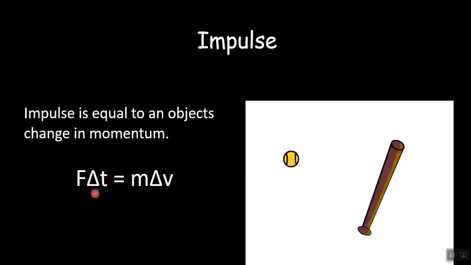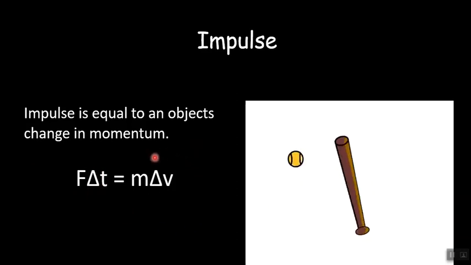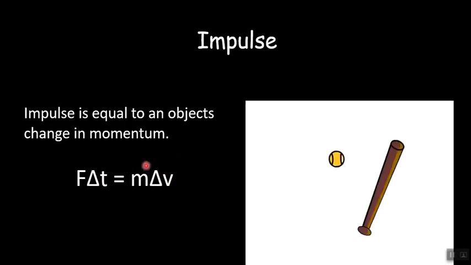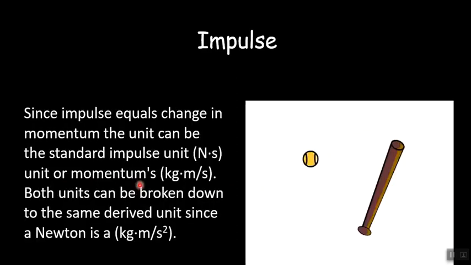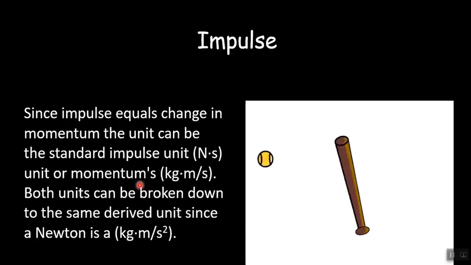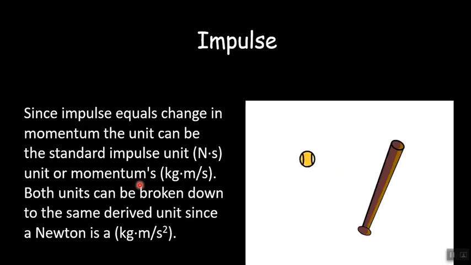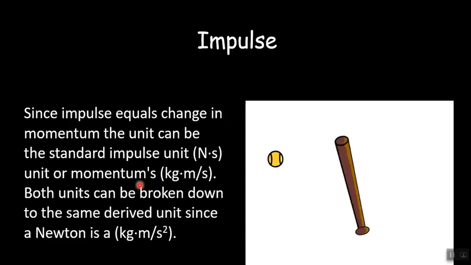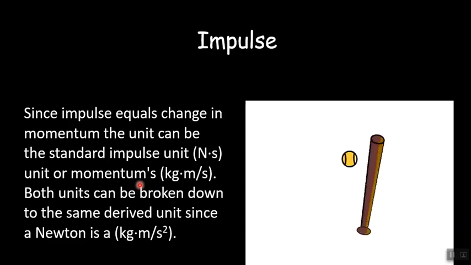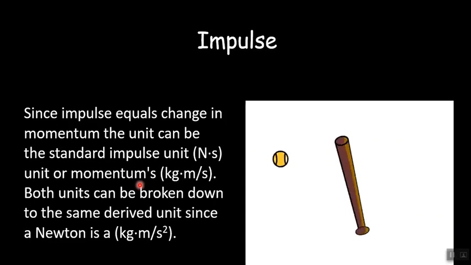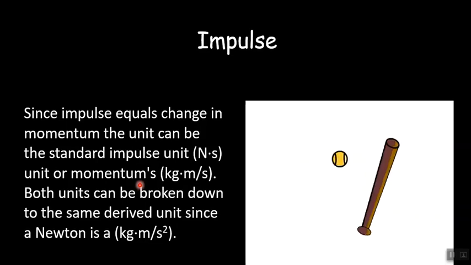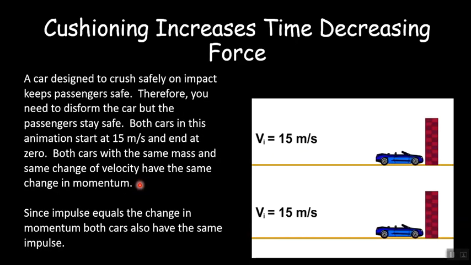Here on the left we have what we call impulse, here on the right is what we call change in momentum, and they are related to each other. So since impulse equals the change in momentum, the unit can be the standard impulse unit, Newton seconds, or the unit for momentum, kilogram meters per second. Both units can be broken down to the same derived unit, since a Newton is kilogram meters per second squared.